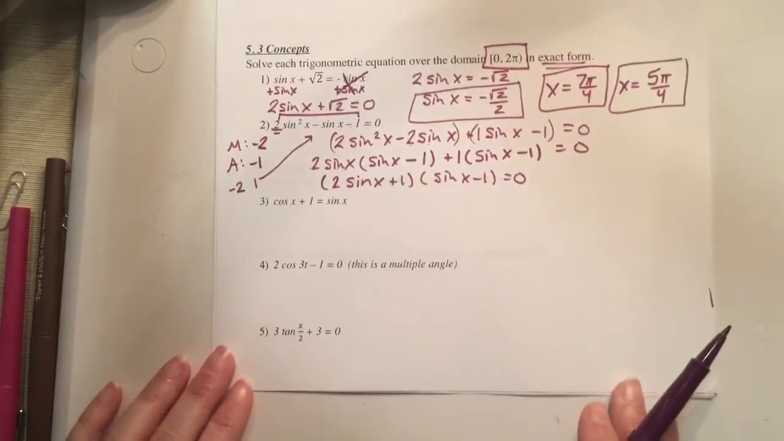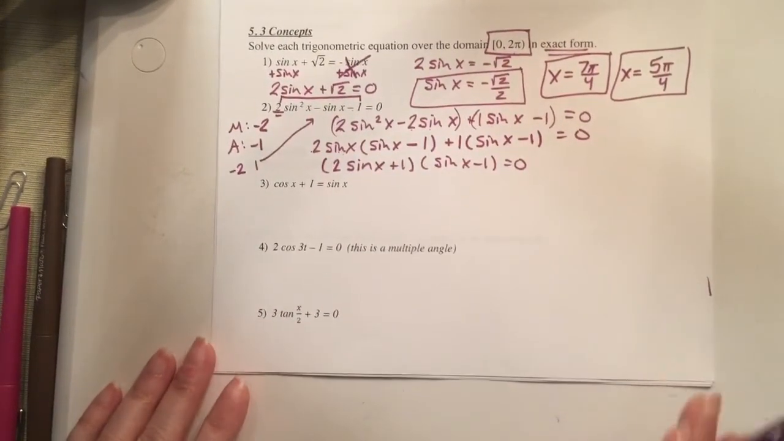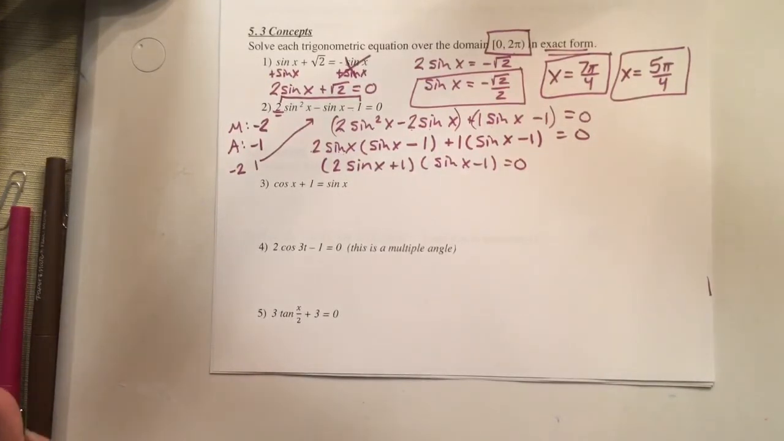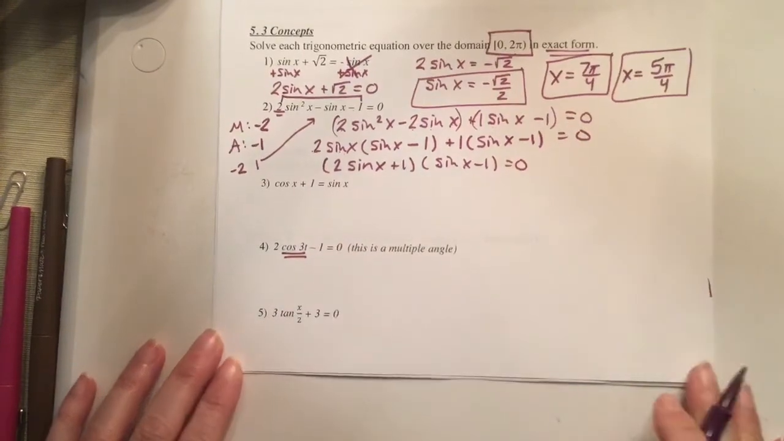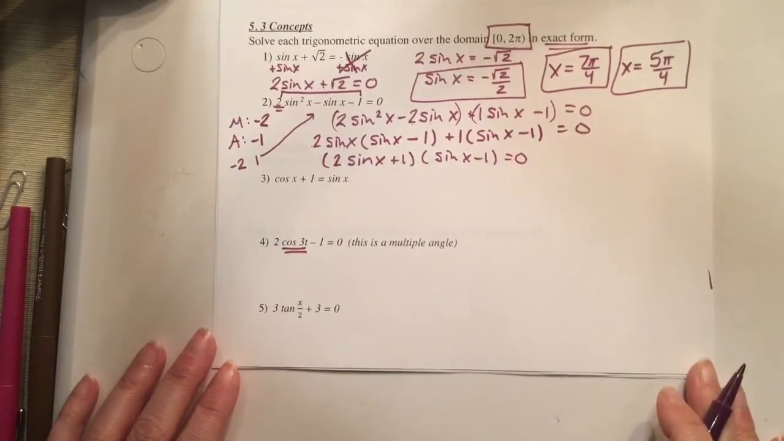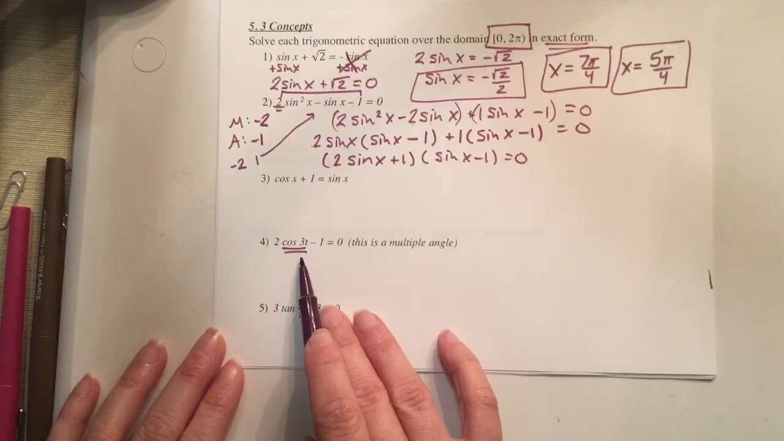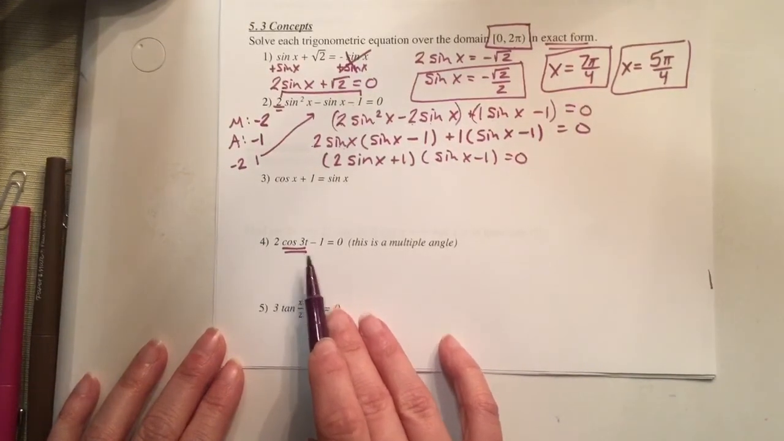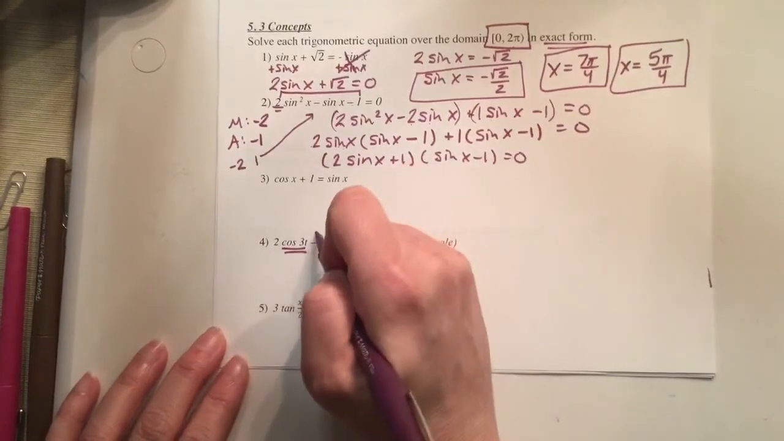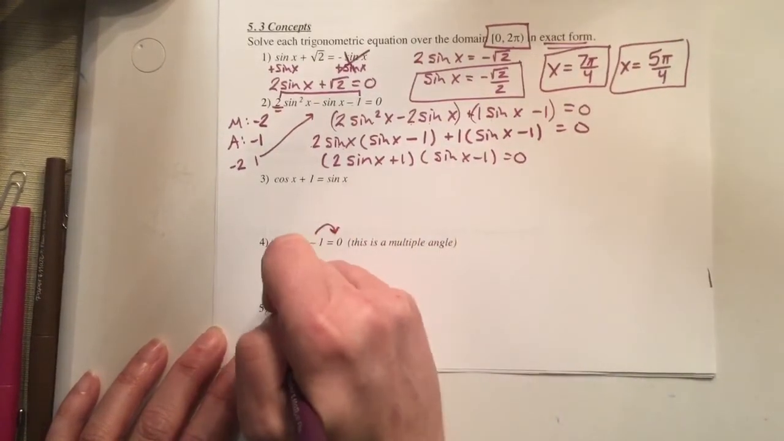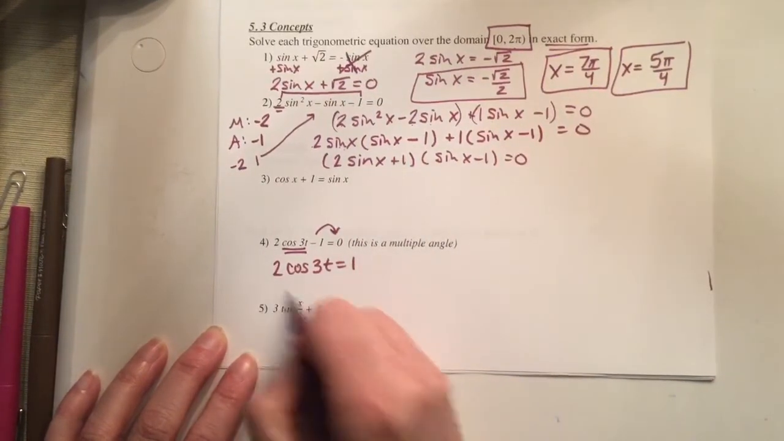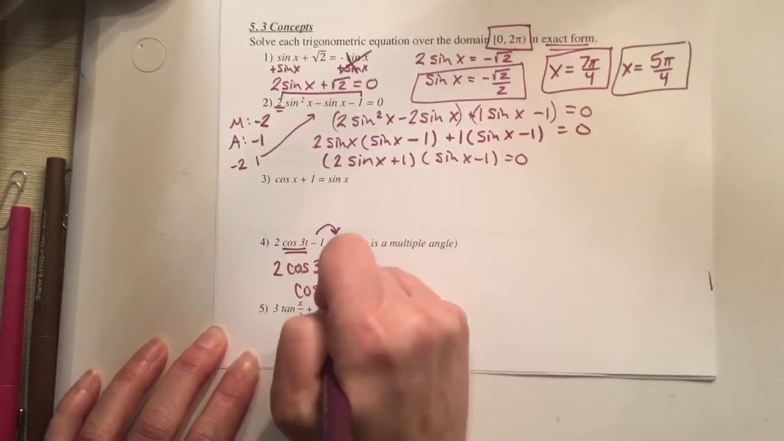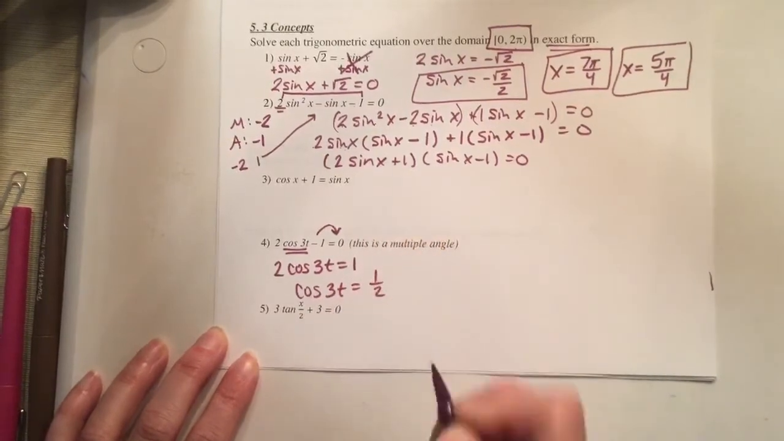So remember back in 5.3, we were not dealing with double angles, half angles, none of those things. You still isolate your cosine. So in this case, we are isolating the cosine of 3t. And then we just have to take the location from the unit circle and say 3t equals that spot. So step 1, I have to add the 1 over. So 2 times the cosine of 3t equals 1. Divide the 2 over. So cosine of 3t equals 1/2.